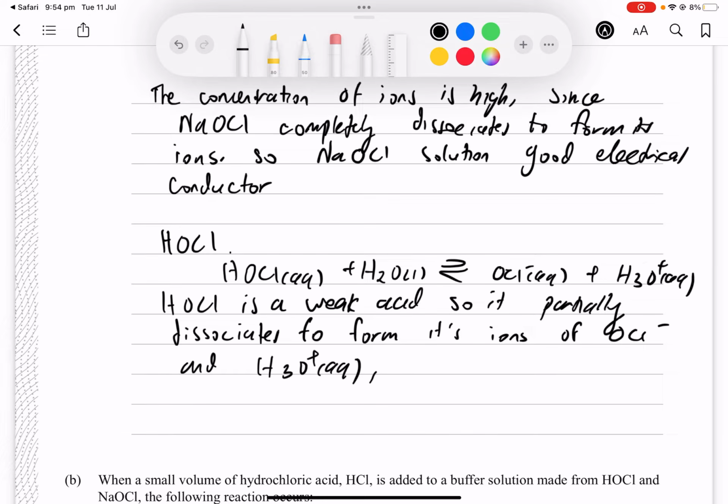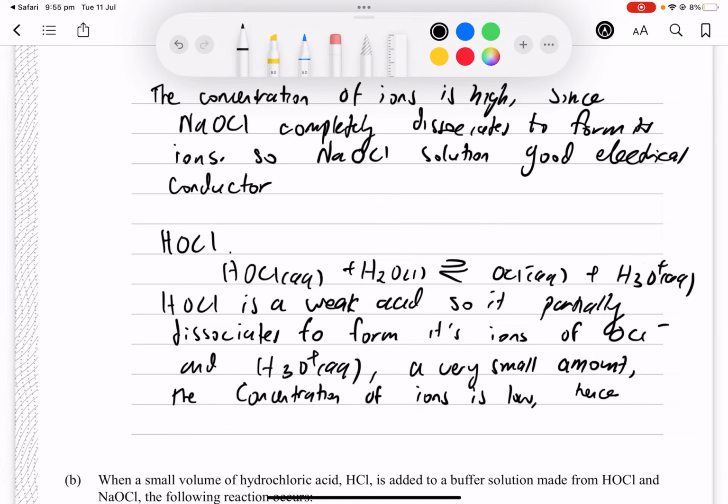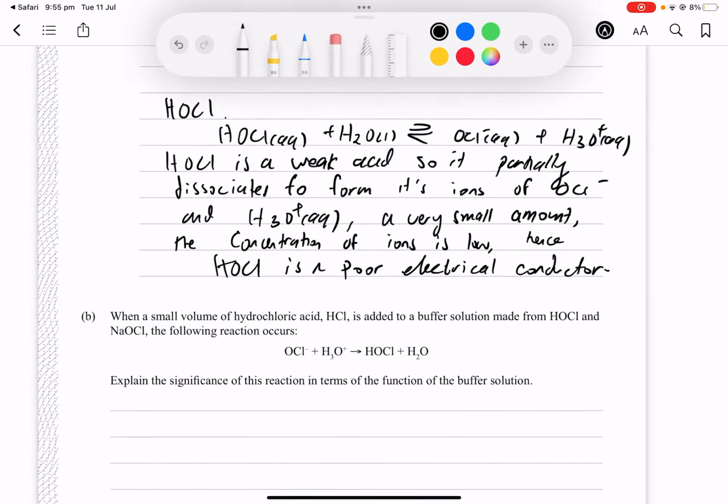However, this is a very small amount. Therefore, the concentration of ions is low. Concentration of ions is low, hence HOCl is a poor electrical conductor. And that's it for that question.